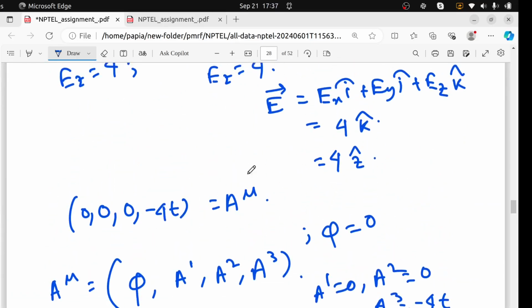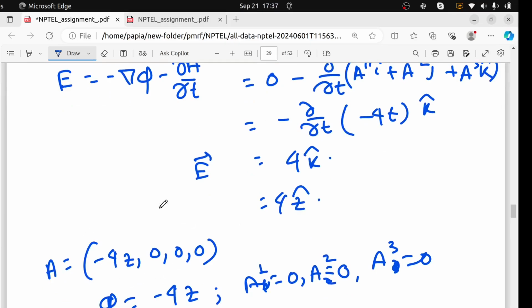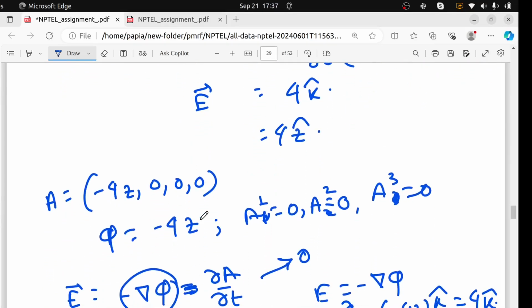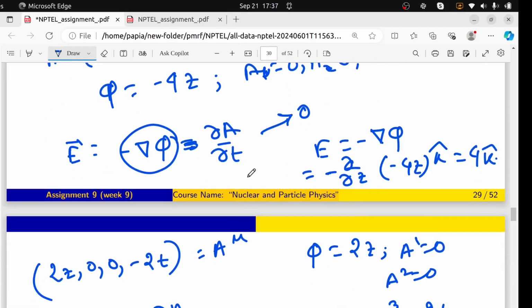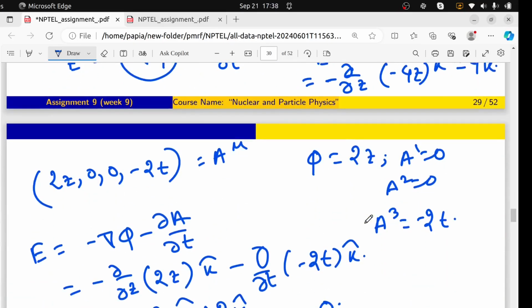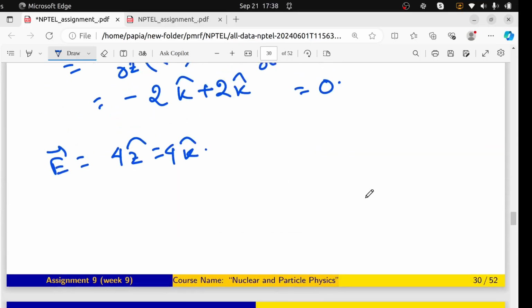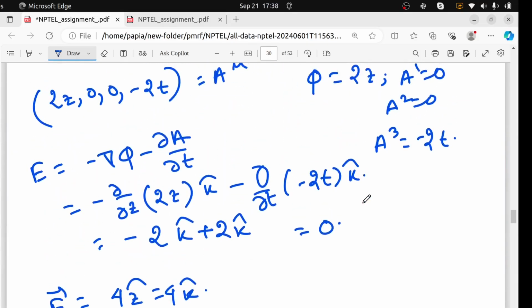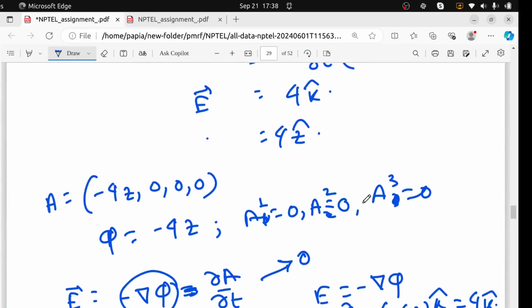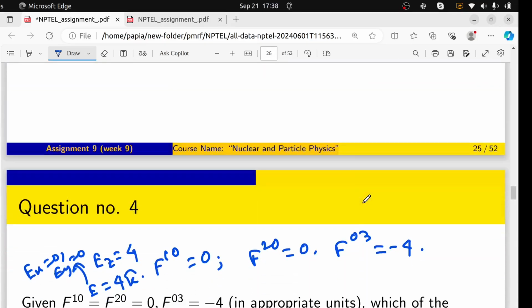Now if E vector is 4 Z cap, then we know that E is minus grad phi minus del A by del t. From that we check which A combination will give the E vector as 4 Z cap. We got to know that the first one will give 4 Z cap of E, the second one will not, the third one will not, and the fourth one will give. I think I have written the fourth one somewhere. So option number A and D are the correct options for this question.